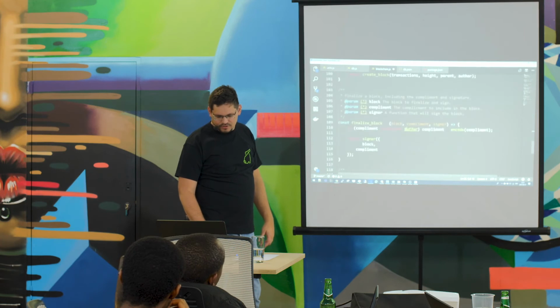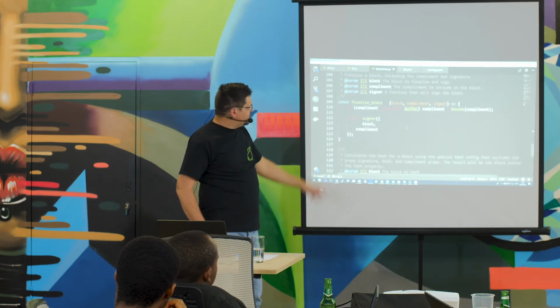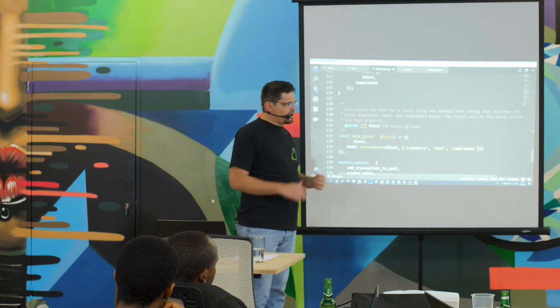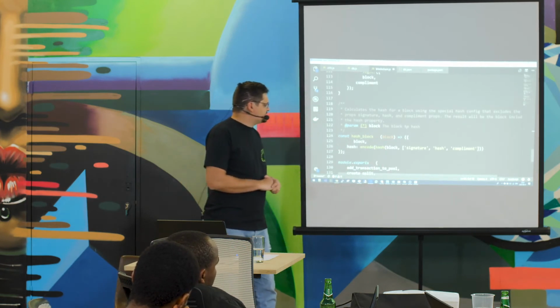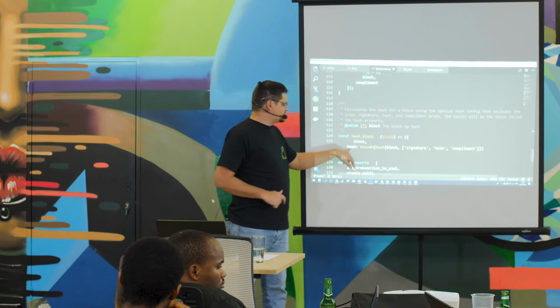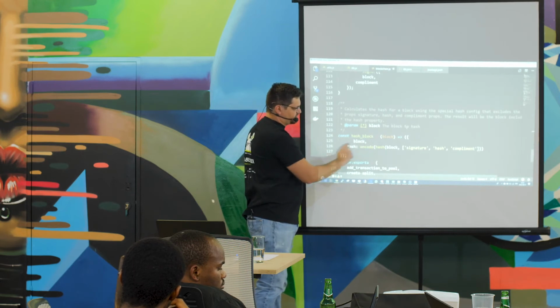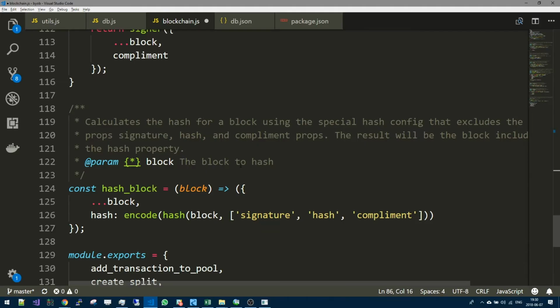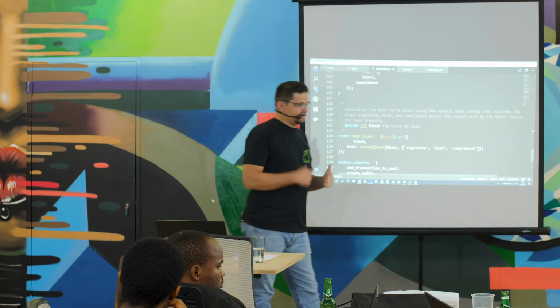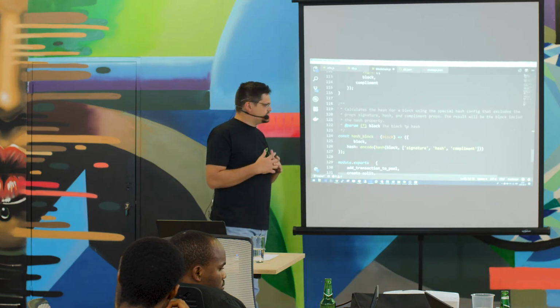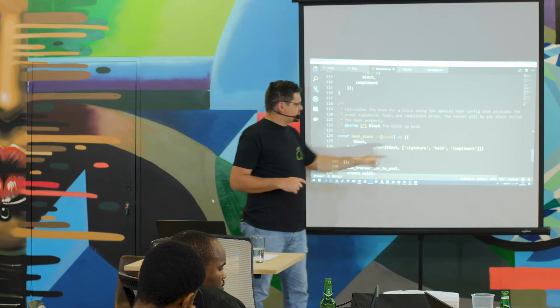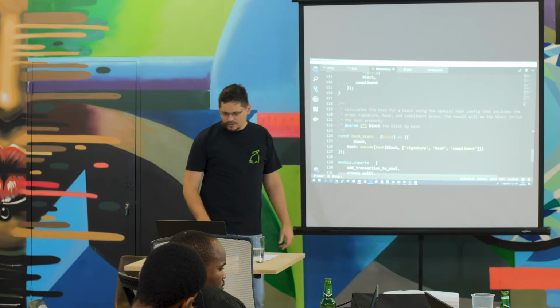Okay. We've got recreate block, finalize block, and lastly we've got hash block. Hash block just calls the hash function. It's a bit special because what it does is it adds the hash property to the block, and you can see again it's returning a new object with all the properties from block and the new hash property. And the hash property is special because it needs to hash but exclude the signature, the hash, and the complement. The reason we're excluding those is because the complement is, in our case, like I said, we're not changing the hash as we try and find the solution to the problem. We're just changing the complement around. All right.